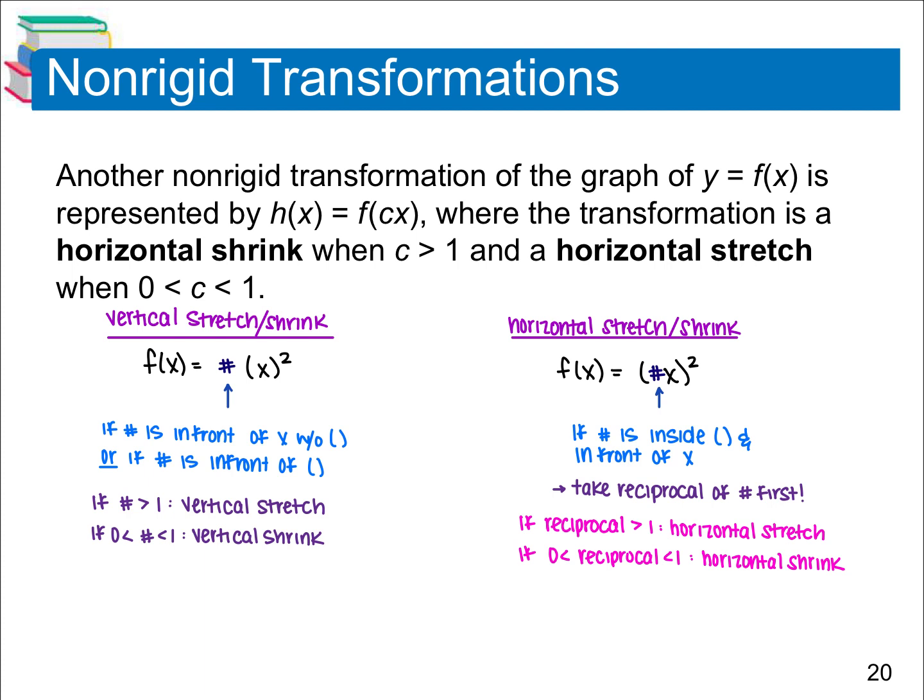If the reciprocal of the number in front of x inside the parentheses is less than 1 but greater than 0, it's going to be a horizontal shrink. So you have to pay attention to where the number is. If it's just in front of x with no parentheses, that'll be a vertical stretch or compression. If it's in front of x inside the parentheses, take the reciprocal of that number and then go from there.